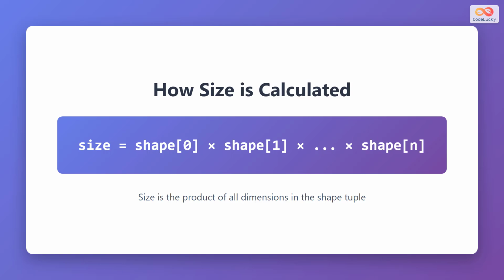Here's the formula for how size is calculated. It's the product of all dimensions in the shape tuple. You multiply shape at index 0, times shape at index 1, times shape at index 2, and so on for all dimensions. This multiplication gives you the total count of elements in the array, regardless of how many dimensions it has.